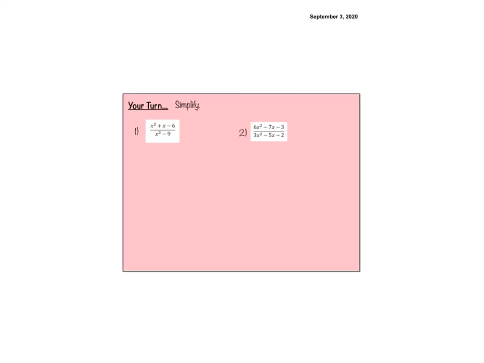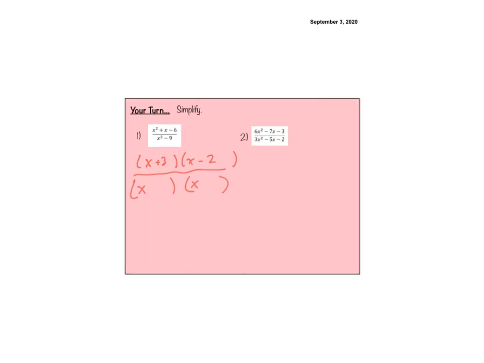Alright, so let's do these. x, x. Multiplies to give you negative 6 and adds to give you positive 1. It'd be 3 and a negative 2. Down here in the denominator, that's the difference of squares. Square root of x squared is x. Square root of 9 is 3. What crosses out? And so you end up here with x minus 2 over x minus 3.